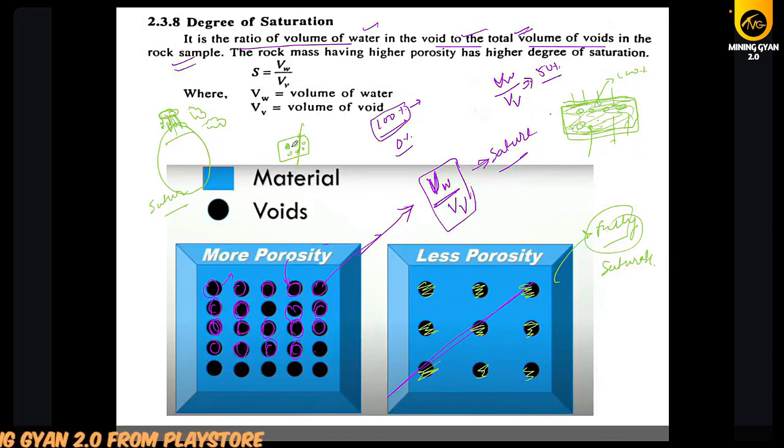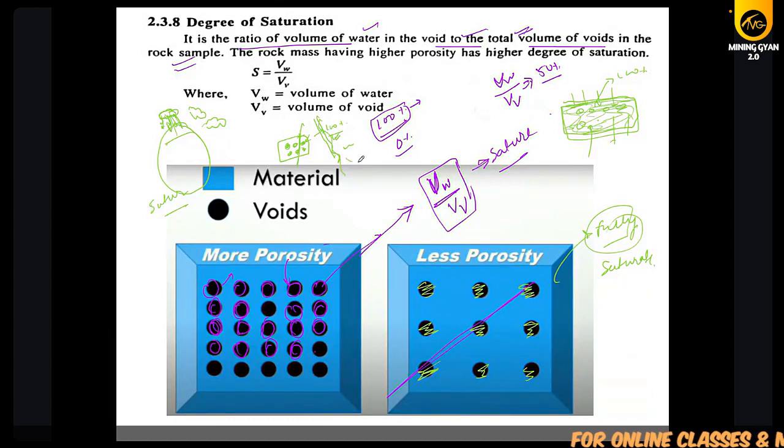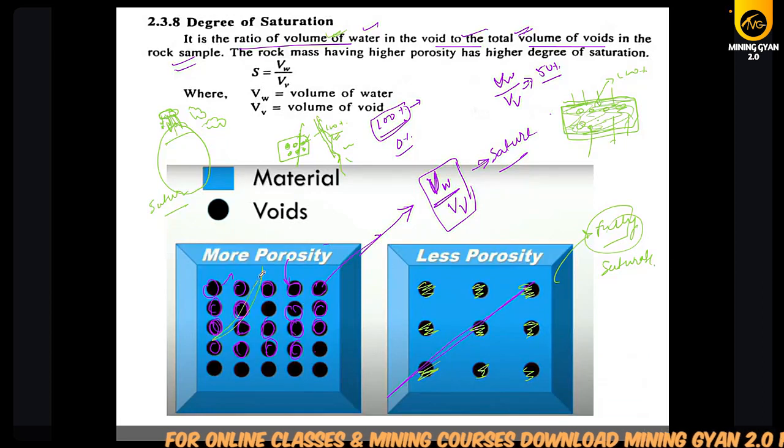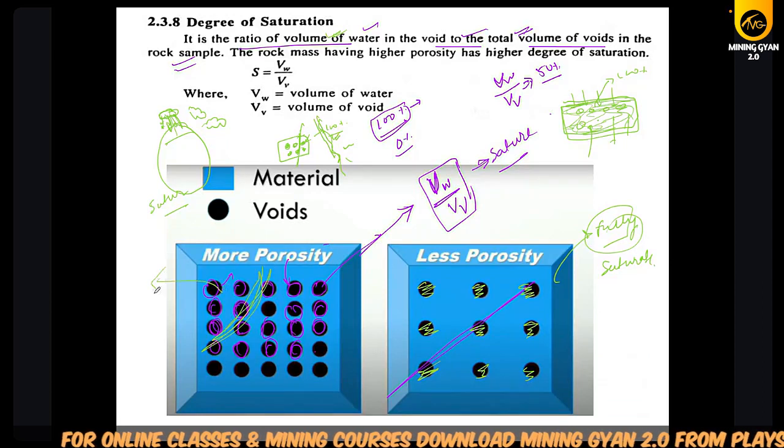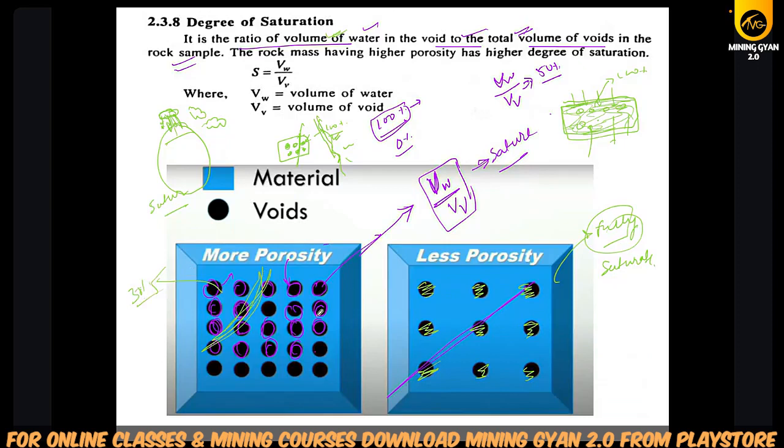Meaning all the holes are fully filled with the water, then it will be 100% saturated. That is the degree. When we calculate the percentage, the degree of saturation is the ratio of the volume of water to the total volume. So if 30% is filled with water, then the degree will be 30% saturation. And if all the holes are filled, then 100%. If none of the holes is filled with water, then 0% saturation. This is the degree of saturation.